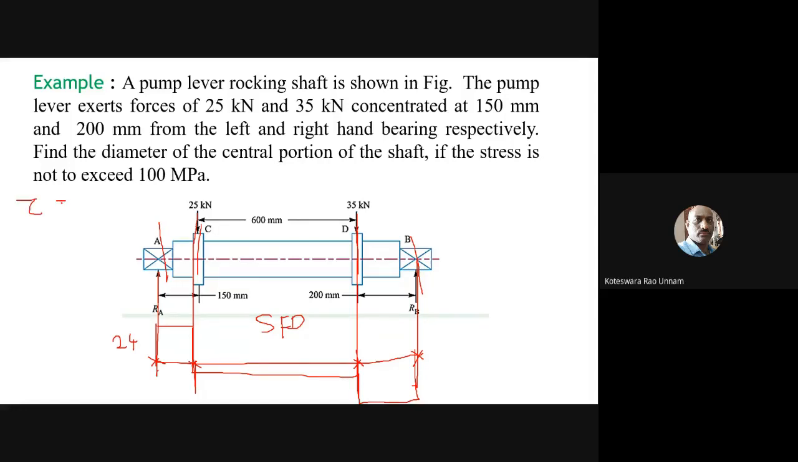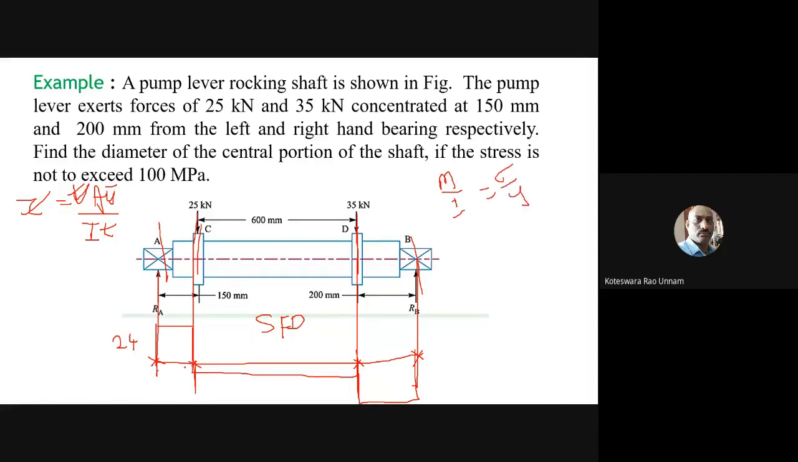Tau is equal to V A Y bar by I into T, or I into B or T, whatever you take, where in this expression V is the shear force. If the shear force is 0, your shear stress is 0. That condition is what we call pure bending. Pure bending means there is no transverse shear. In that case, you can use the formula M by I is equal to sigma by Y to compute the bending stress.